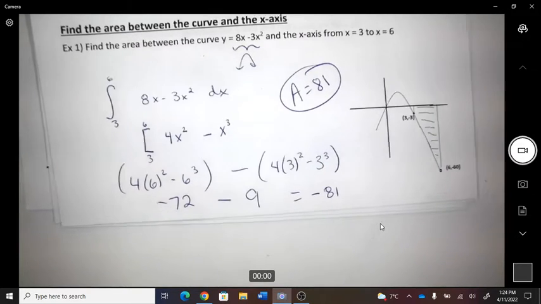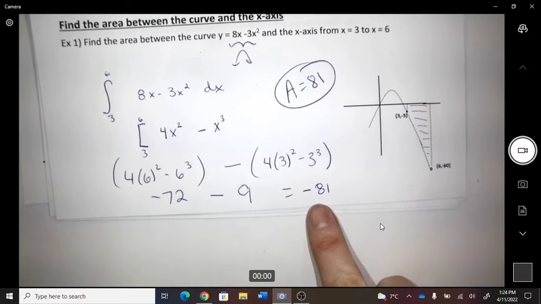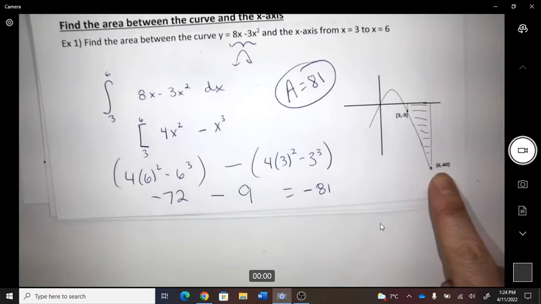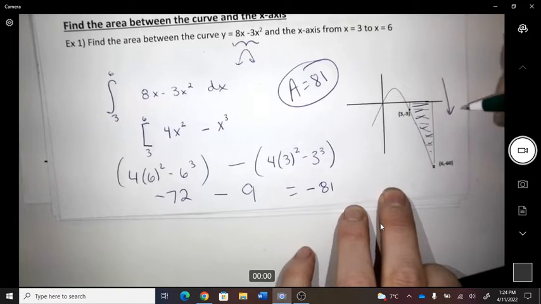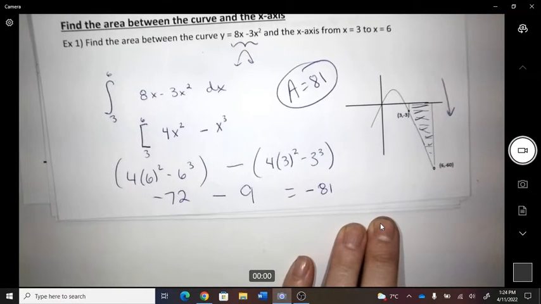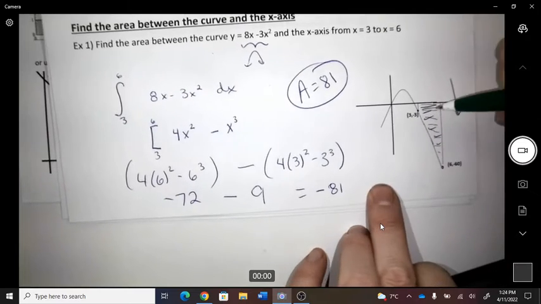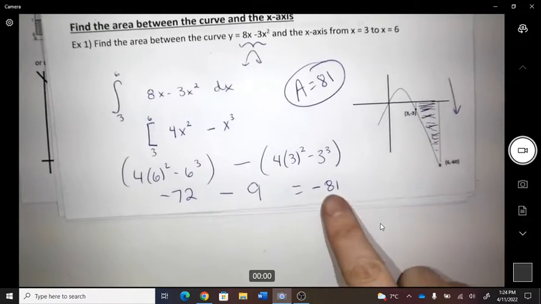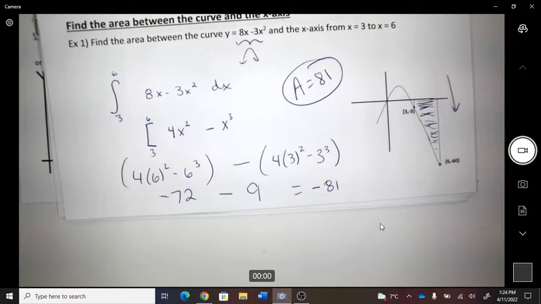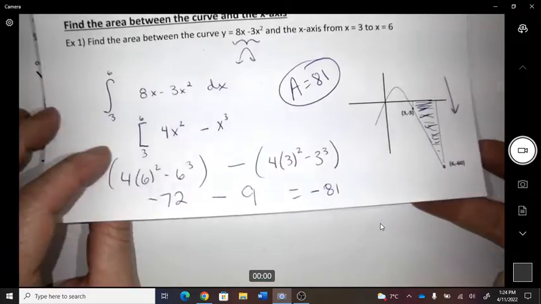Okay, but why did it mathematically come out negative? Because here's what happened. This area is located below the x-axis, and that's why it's negative. Okay, but we'll say that the area region is 81, but specifically it is just below the x-axis. Okay, so that's why it came out negative. Okay, so just absolute your answer.